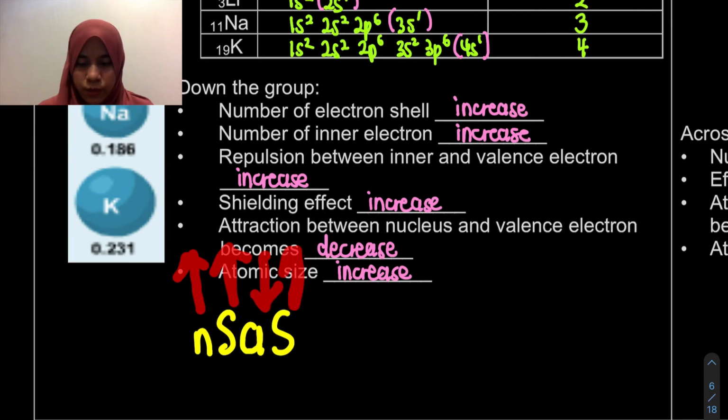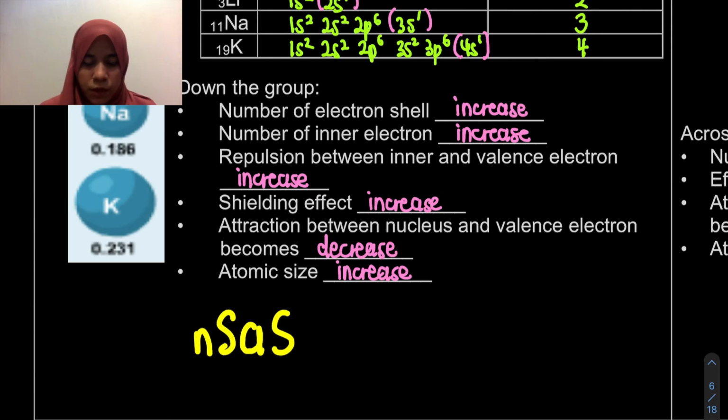I'll also make the symbols for it below. So when N increases, the shielding effect will increase. The attraction between the nucleus and valence electron will decrease, and the size itself will increase. So that is what NSAS means. Make sure the difference is actually the N itself.